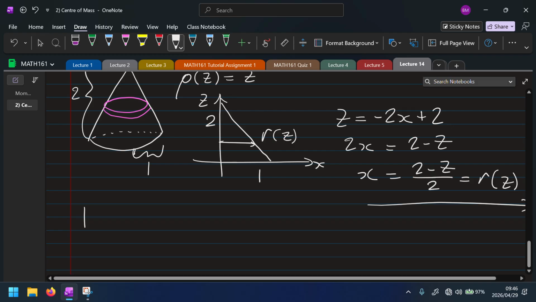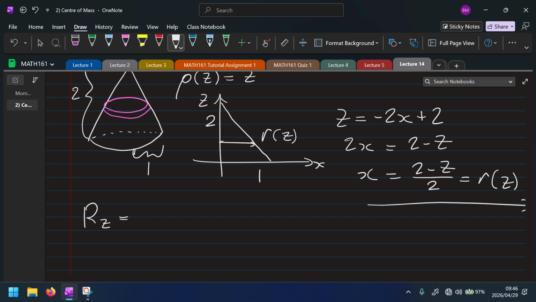Okay, so we want RZ. Again, I'll do the Z1, the X and Y we can talk about afterwards. So for RZ, we're going to use the disk method to stack vertically. So we need 1 over the total mass. We'll get that later. Integral from 0 to 2.